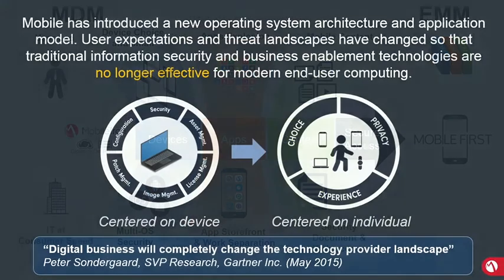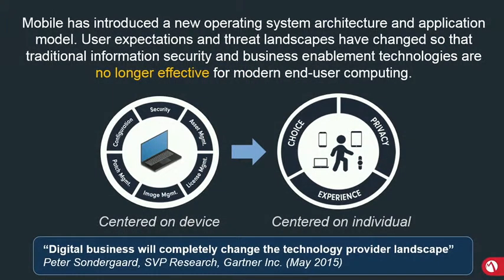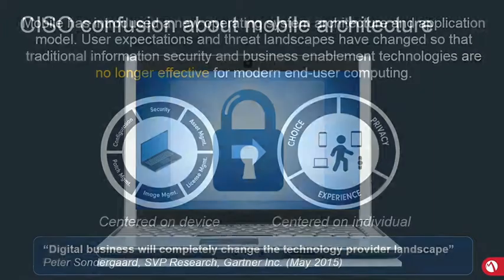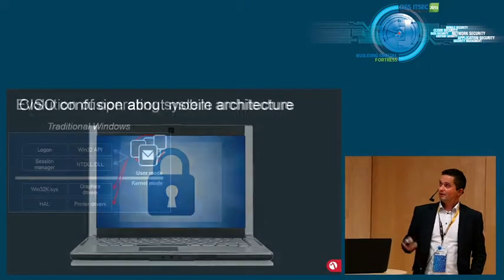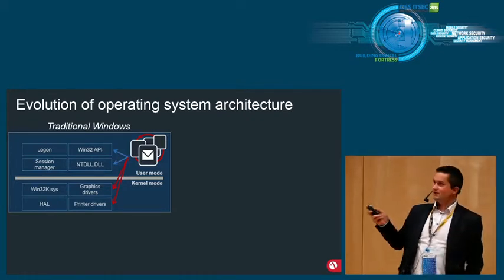Going further to the topic of the presentation, what we should know about enterprise mobility management. My colleague already mentioned that mobility has introduced a new operating system architecture and application model. We already mentioned application sandboxing, and also OS kernel security. It's not open files anymore, it's now not an open OS kernel. But because it is still a little bit fresh, coming into the enterprise, there is still a lot of confusion, also at the CIO and CISO level, about this mobile architecture. So let's have a short look at how this has actually changed.